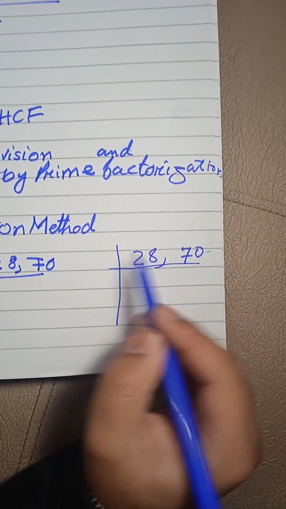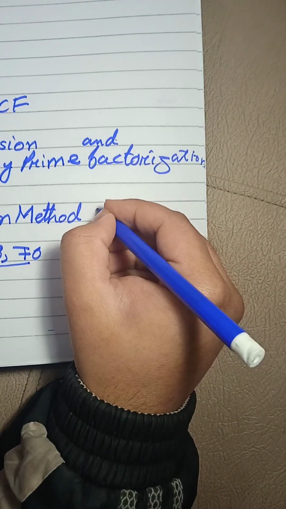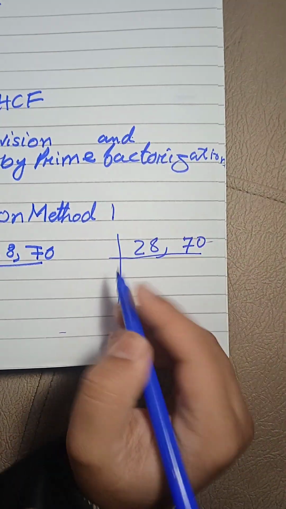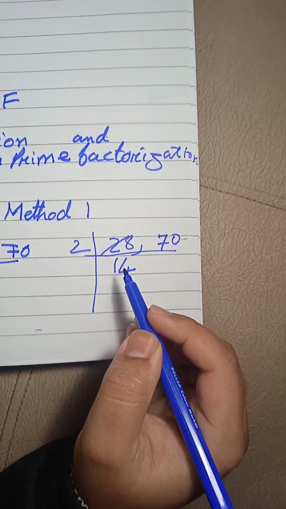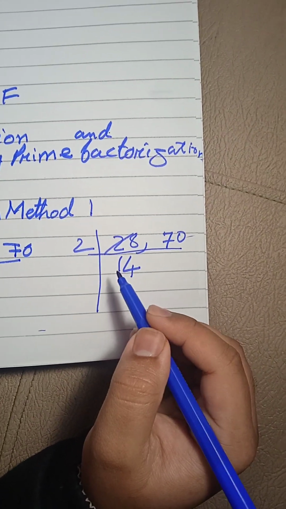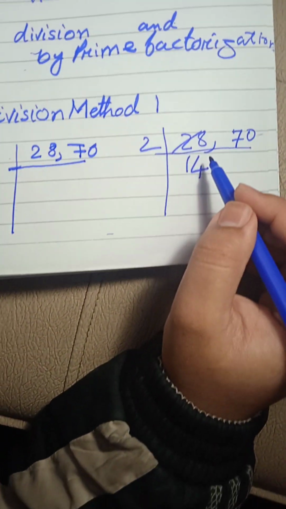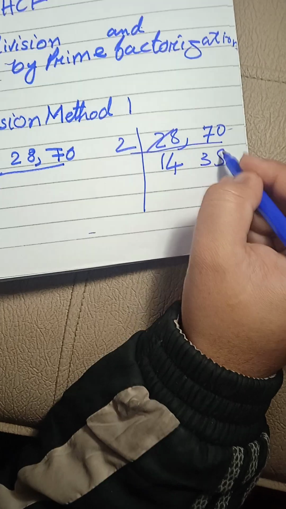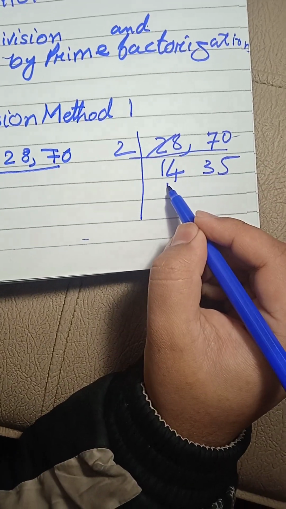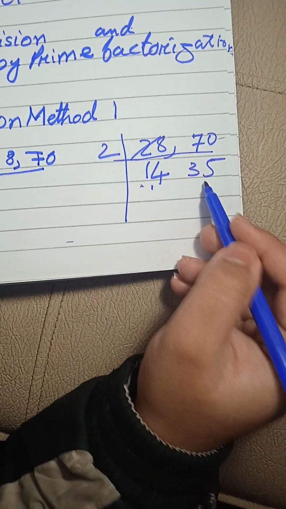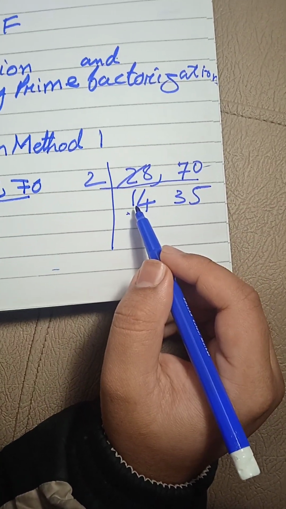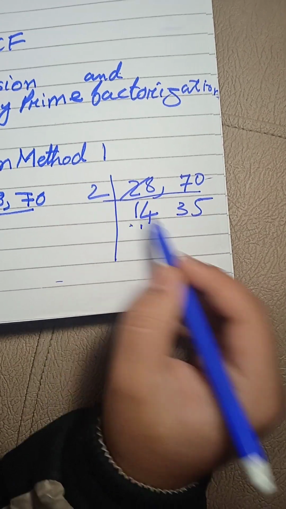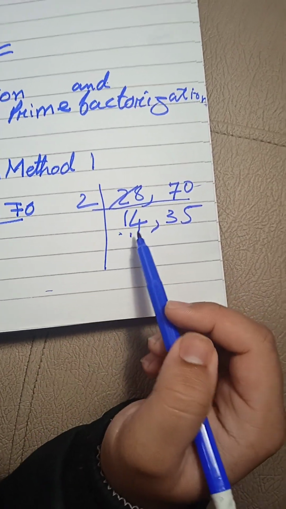As we can see, these are even numbers. For this you have to memorize the divisibility rules. So 28 divided by 2 is 14, and 70 divided by 2 is 35. We got 14 and 35.